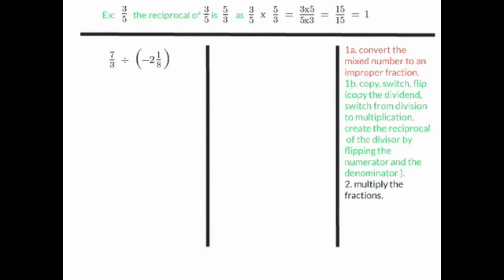So let's begin by looking at how we can convert the mixed number to an improper fraction. I have a video for that, and I'll link to that in the description below. So our mixed number is -2 1/8. In order to convert that, I'm going to take my denominator, 8. I'm going to multiply that by my whole number, 2, and I'm going to add my numerator, 1, and the denominator will stay the same. So 8 times 2 is 16. 16 plus 1 is 17, and the denominator stays the same.